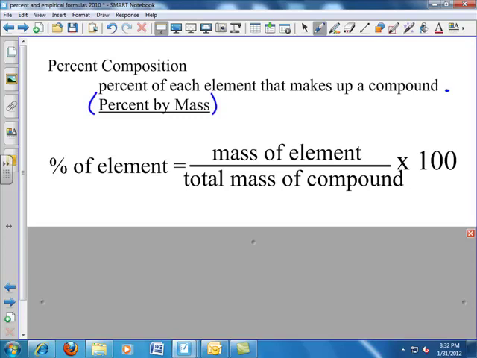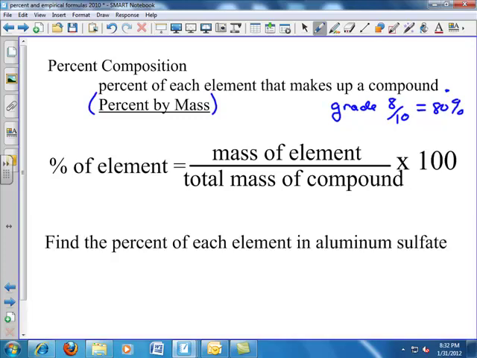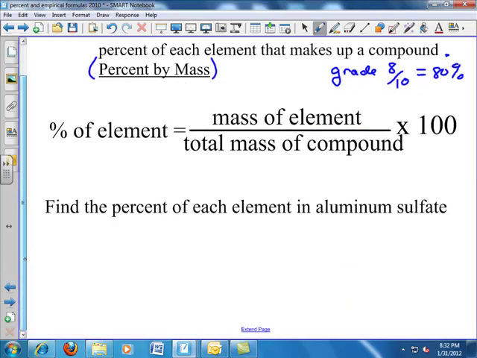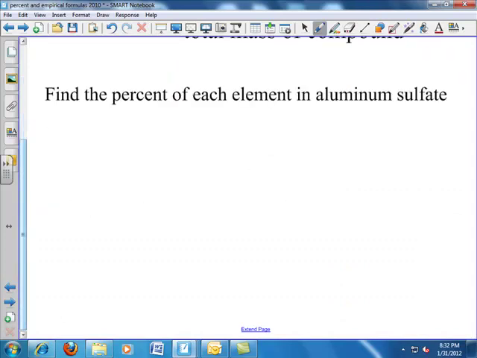So really, finding percent composition is exactly like finding your grade. Okay? If I'm looking at my grade and I got 8 points out of 10, well, that 8 out of 10 is an 80%. That's my percent composition. Okay? So really, finding percent composition is not really a difficult thing. Okay? So we're just going to do one example here where we're going to find the percent of each element in the compound aluminum sulfate.